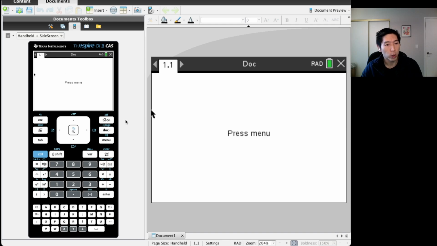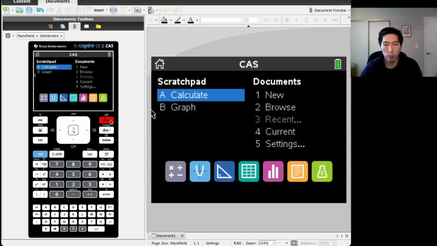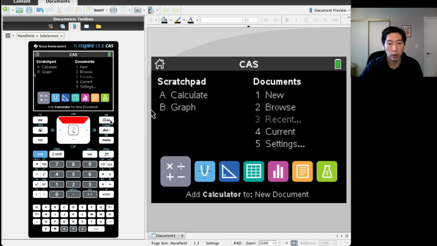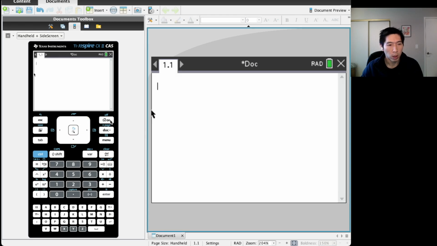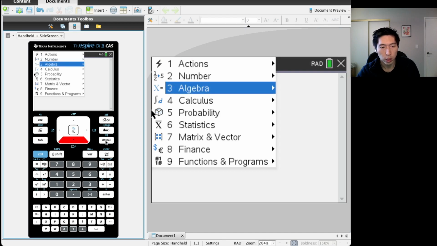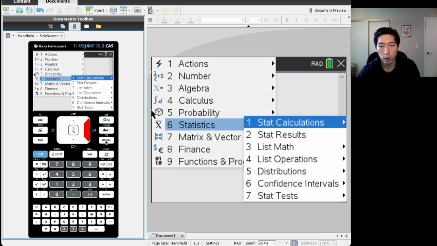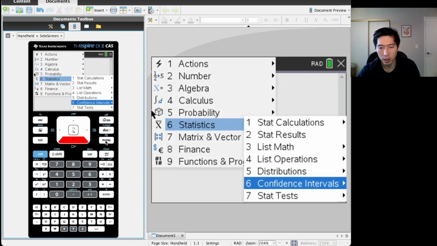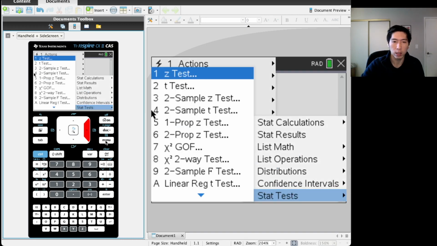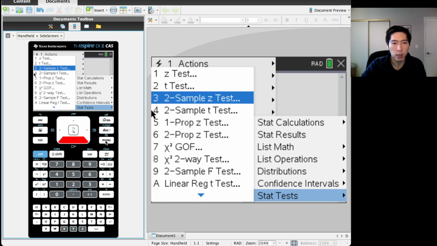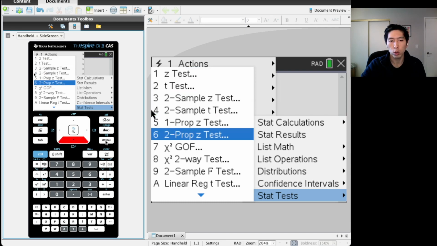So on the calculator, we're going to go to the calculator app, Home button, Calculator app. We're going to hit Menu. We're going to go to Statistics. We're going to go to Stats Tests, because this is a hypothesis test. This is a two-sample z-test for proportions. So we're going to look for two-sample z-test. This one's incorrect. We're going to go to two-prop z-test. That's actually the two-sample z-test for proportions.